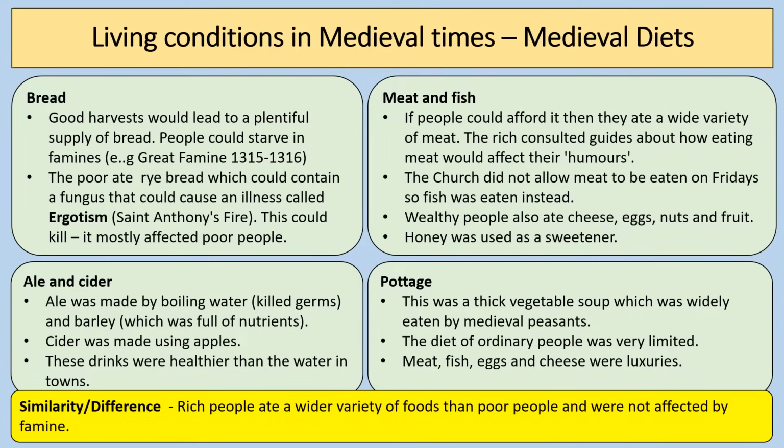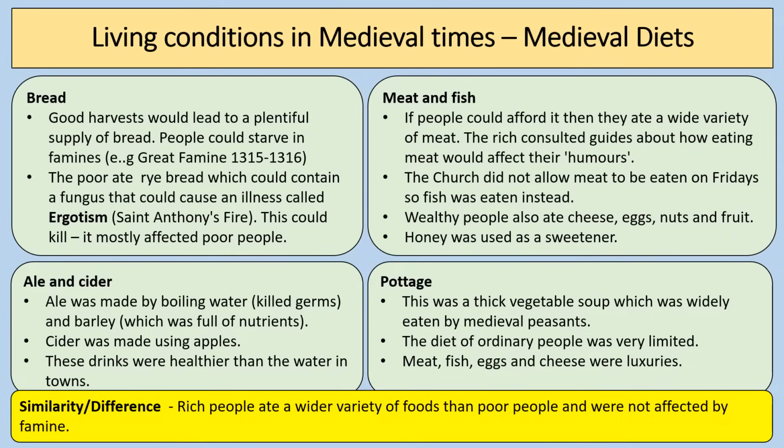In terms of medieval diets, in terms of bread, good harvests would lead to a plentiful supply of bread. So this is one of the staple foods. The poor tended to eat rye bread, which could contain a fungus that caused the illness ergotism, which would mostly affect poor people. Very nasty disease, as we've already seen.